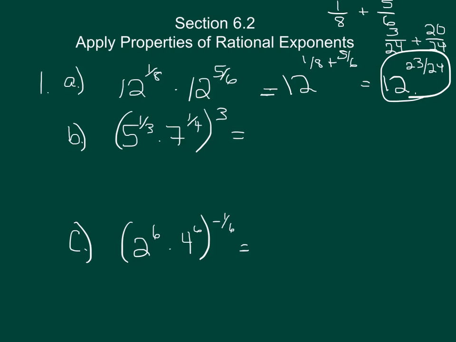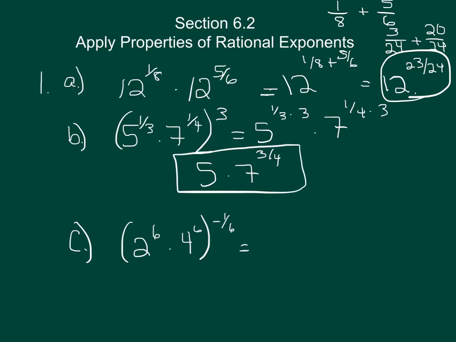The next example, it's kind of like having x to some power times y to some power, then raised to another power. We then can't simplify anything with the 5 and the 7 in there, but we can deal with them individually. So 5 to the 1/3 times 3 power times 7 to the 1/4 times 3 power. 1/3 of 3 is just 1, so we get a 5. 1/4 of 3, we get 3/4. So 5 times 7 to the 3/4 power is our final answer there.